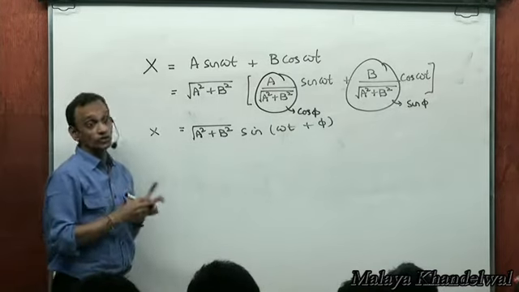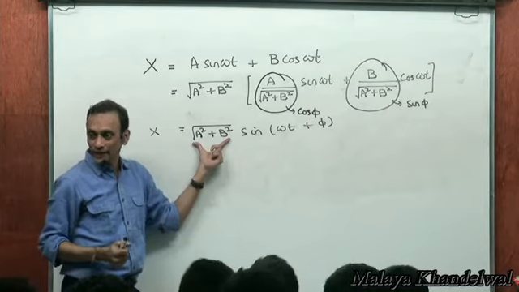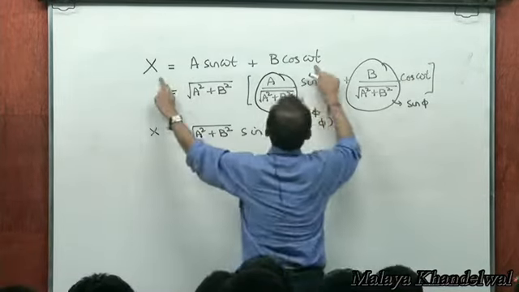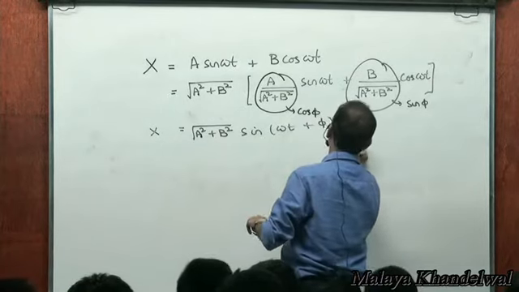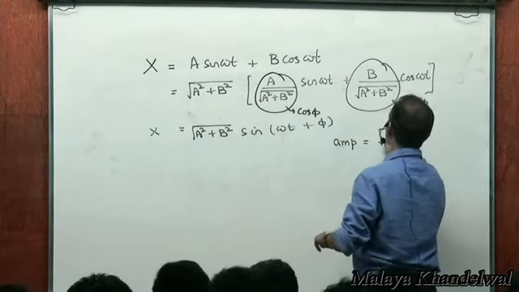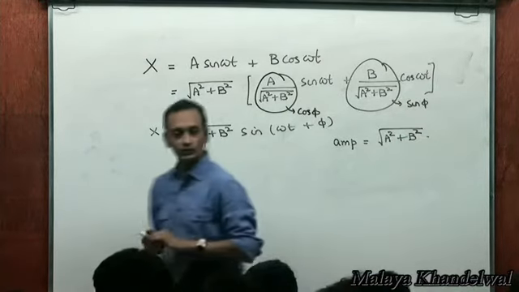Hey, this is simple harmonic with amplitude being root a squared plus b squared. Therefore, a motion of this kind is also simple harmonic with root a squared plus b squared being the amplitude of motion. Yes or no? Right?